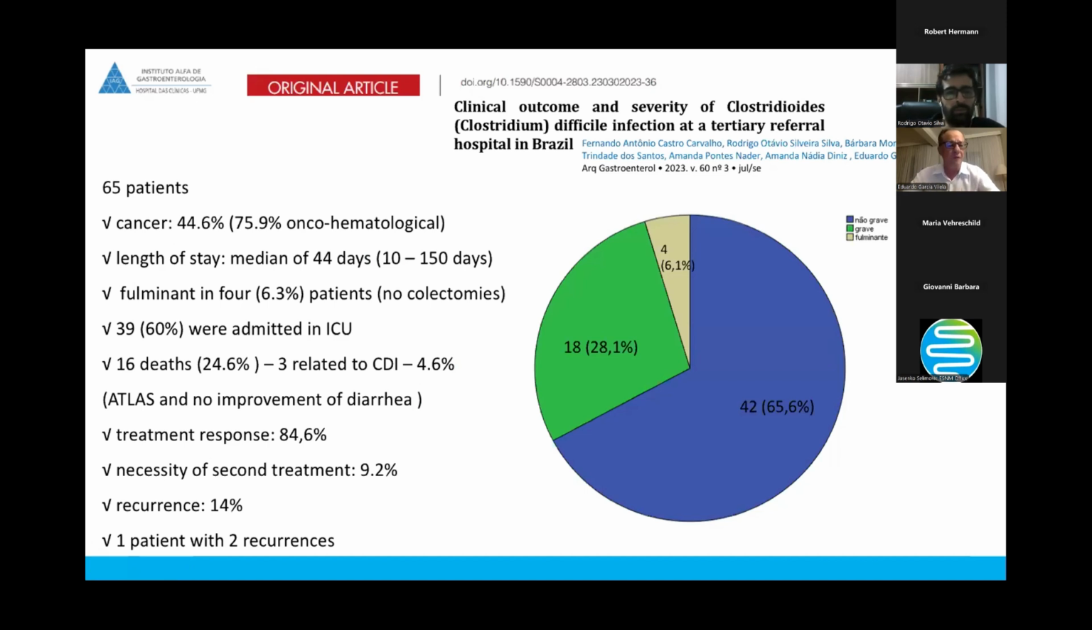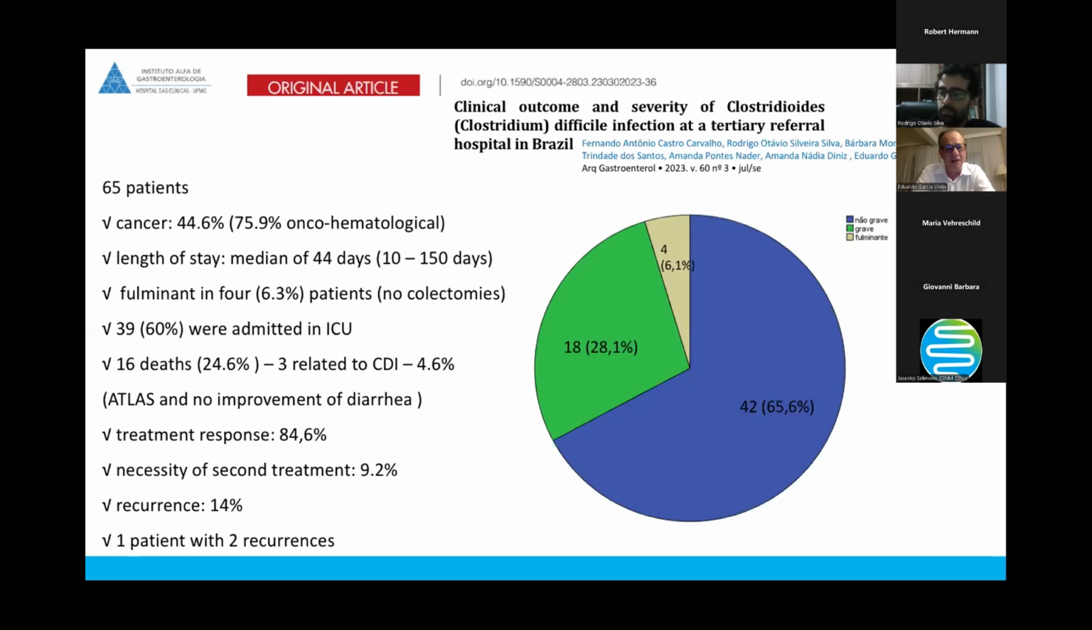And what is the phenotype presentation of these patients here in our institution? Almost half of the patients had cancer. More than 75% are oncohematological patients. The median length of stay is 44 days. The fulminant infection we see in 4 patients.